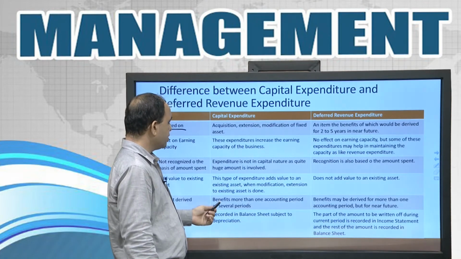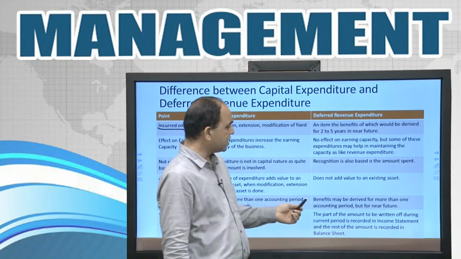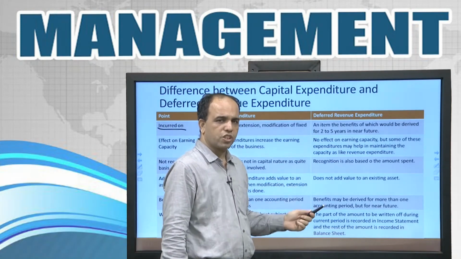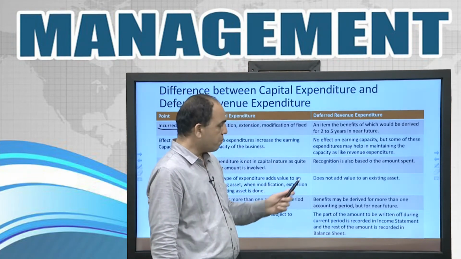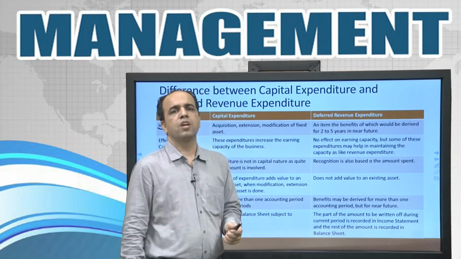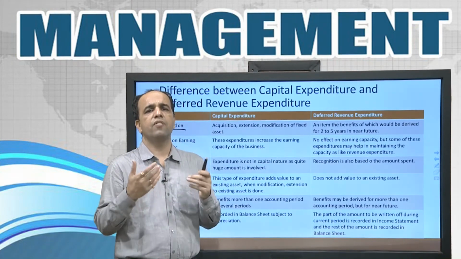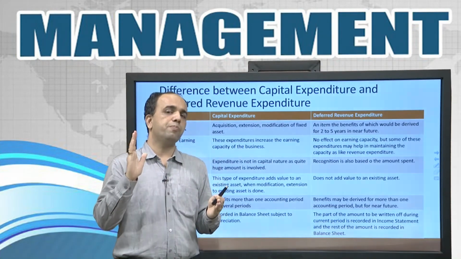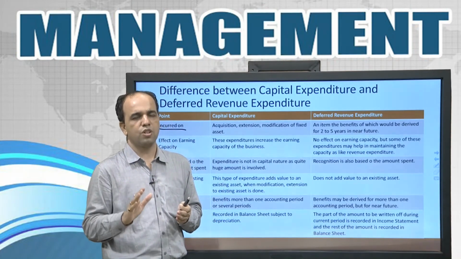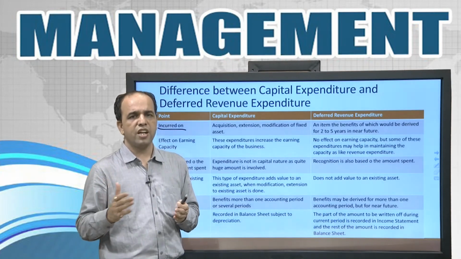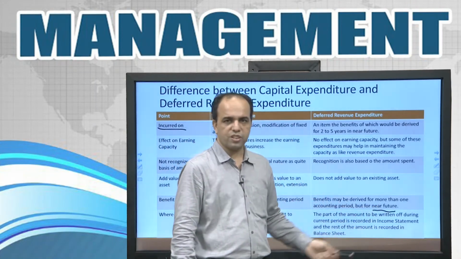Under capital expenditure, benefits are derived for more than one accounting period, or for several periods, as we have just discussed, while under deferred revenue expenditure, benefits may be derived for more than one accounting period, but only for the near future. If we have purchased any machinery or land and building, we can use it for several years, but if we pay for advertisement, suspense account, then it is for 5 years maximum, 2 years, 3 years, 5 years. It is not for several years, and it is used for the near future.